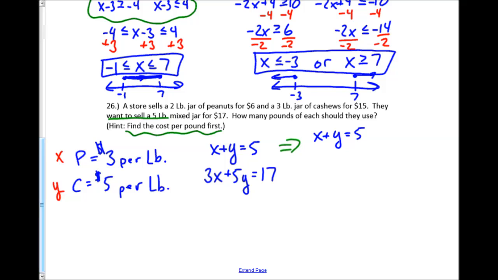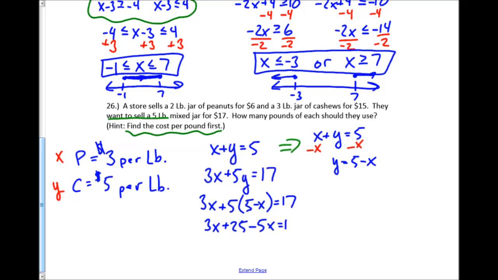I'm going to solve this one for y, so I'm going to subtract the x from each side. So I've got y equals 5 minus x. And then I'm just going to plug that into the other equation. So 3x plus 5y, which is the 5 minus x, equals 17. And now I just need to solve. Okay? I've got a 3x. I distribute. That's a plus 25 minus 5x equals 17. I combine like terms. The 3x and the negative 5x. That's going to give me a negative 2x plus 25 equals 17.